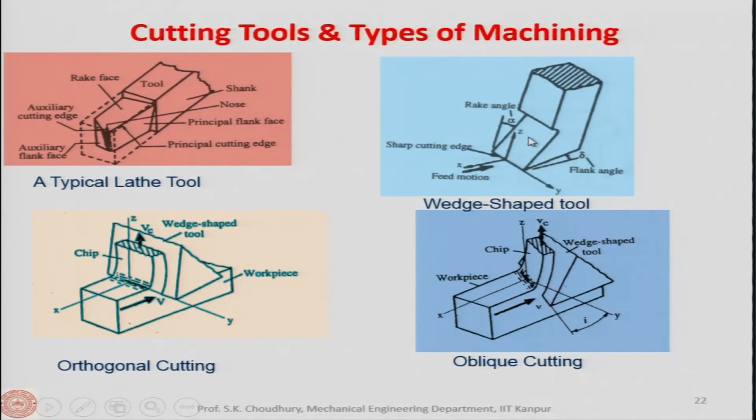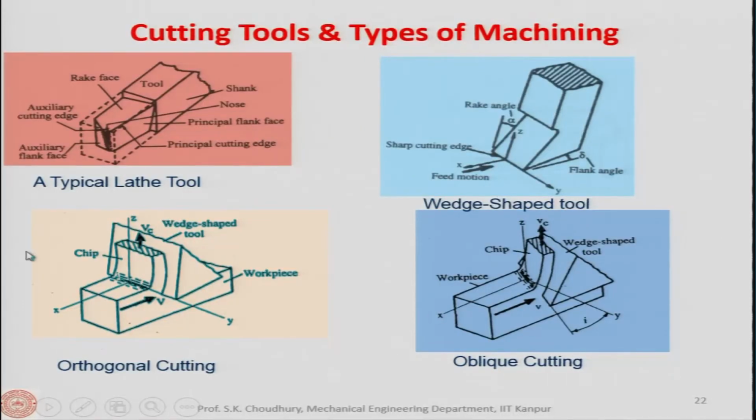So, all the basic characteristics of a tool, this wedge shaped tool has, and normally from now onwards, whenever we use a tool for analysis, for the ease of analysis, we will be using the wedge shaped tool, because the wedge shaped tool has the required parameters like the rake face, the rake angle, flank face and the flank angle, all right. Well, so basically all the cutting processes are categorized into two groups. One is the orthogonal cutting and another is the oblique cutting.